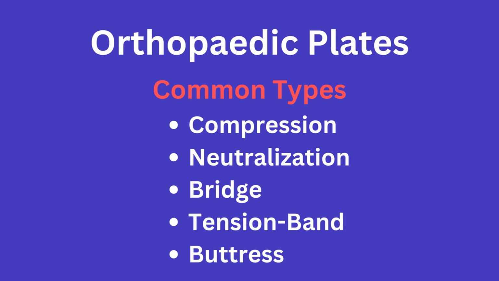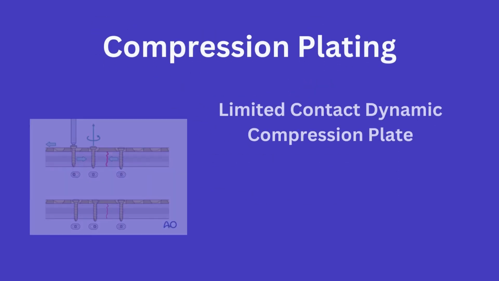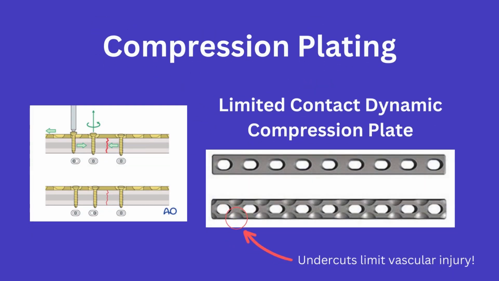The most common plate types include compression, neutralization, bridging, tension band, and buttress plates. Starting off with a compression plate, these are utilized to apply compression, of course, across a fracture. These plates are great for simple fractures as it can compress the two bone fragments together to provide absolute stability. A limited contact dynamic compression plate, as seen here, is an example of a compression plate.